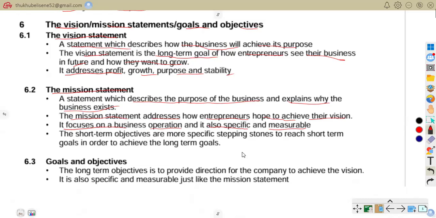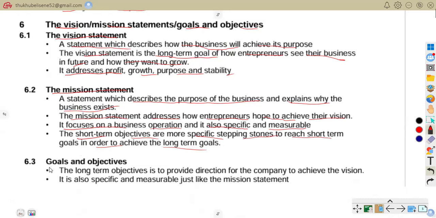So also, the short-term objectives are more specific stepping stones to reach the goals in order to achieve the long-term goals. The short-term objectives are small measurable targets that help achieve long-term goals, like to increase monthly sales by 10% within 6 months.